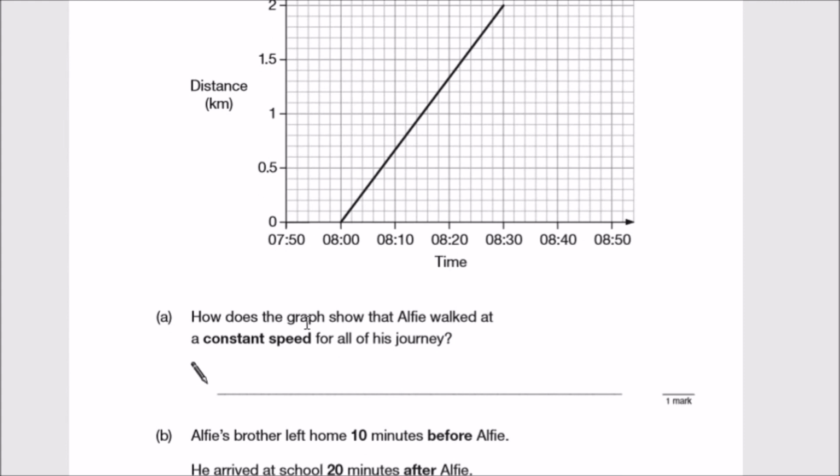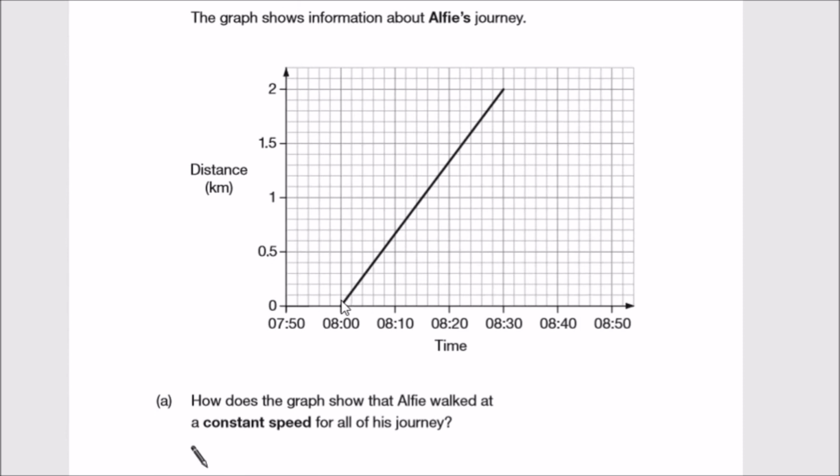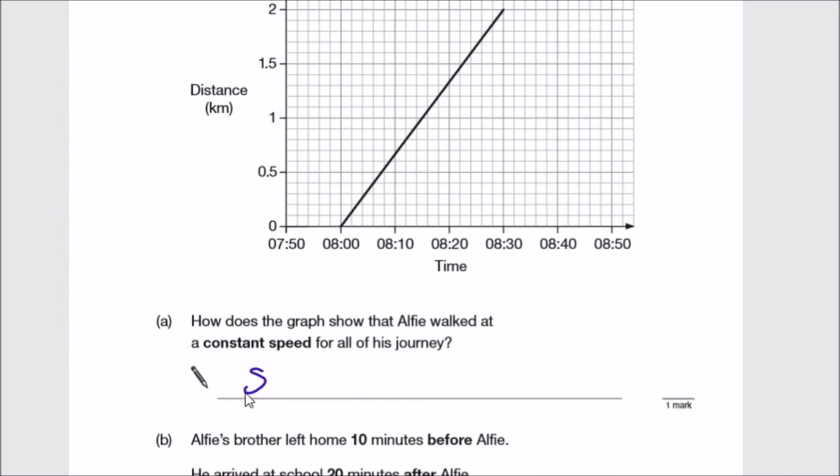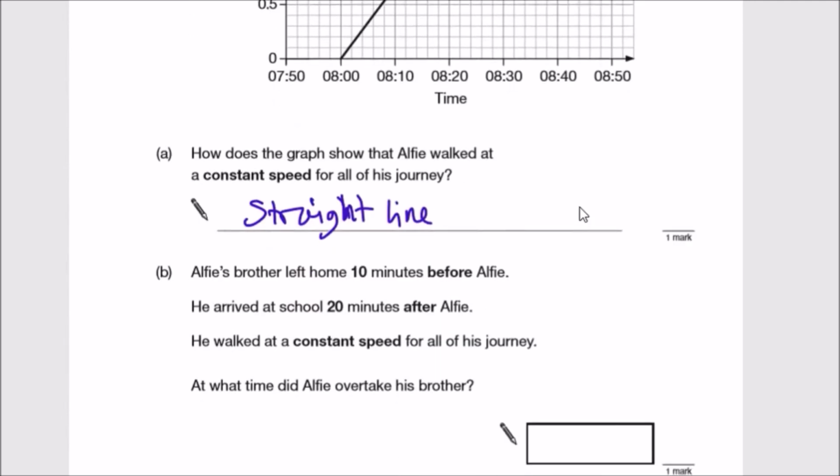So how does the graph show that Alfie walked at a constant speed for all his journey? Well, it seems to be a constant slope. It's a straight line, so you can just simply say straight line. Okay, so there's no curves. If there was a curve, it wouldn't be constant.